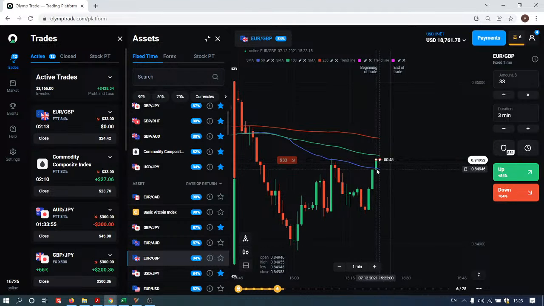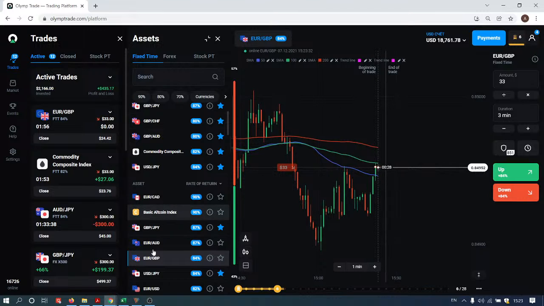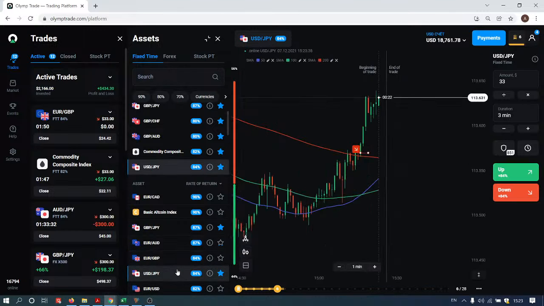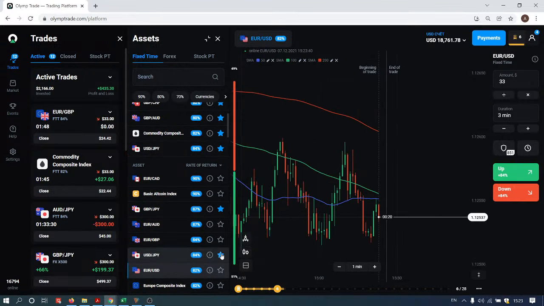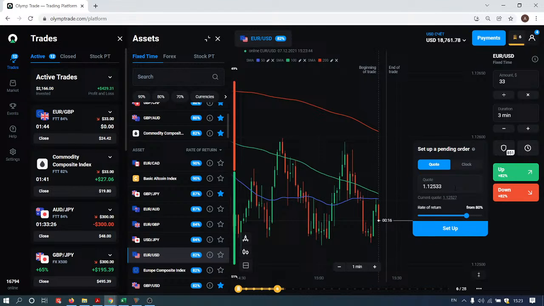So Euro GBP, that was my previous pending order, which now turned into a trade. So I have a downwards trade here on this asset. USD JPY, no signals, but yes, the Euro USD.